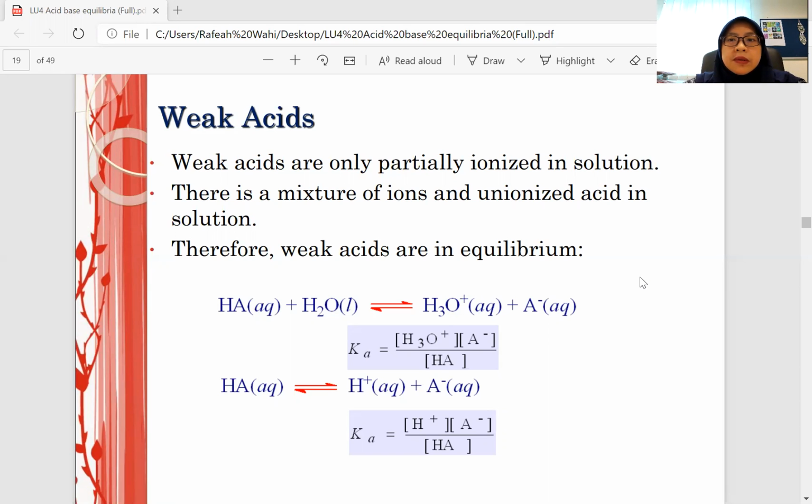So now, in this lecture, we are going to learn about weak acid, how to calculate Ka from pH, and how to calculate pH from Ka. We are going to learn about weak base, and we are going to learn about the ICE table. I will let you know what an ICE table is later on.